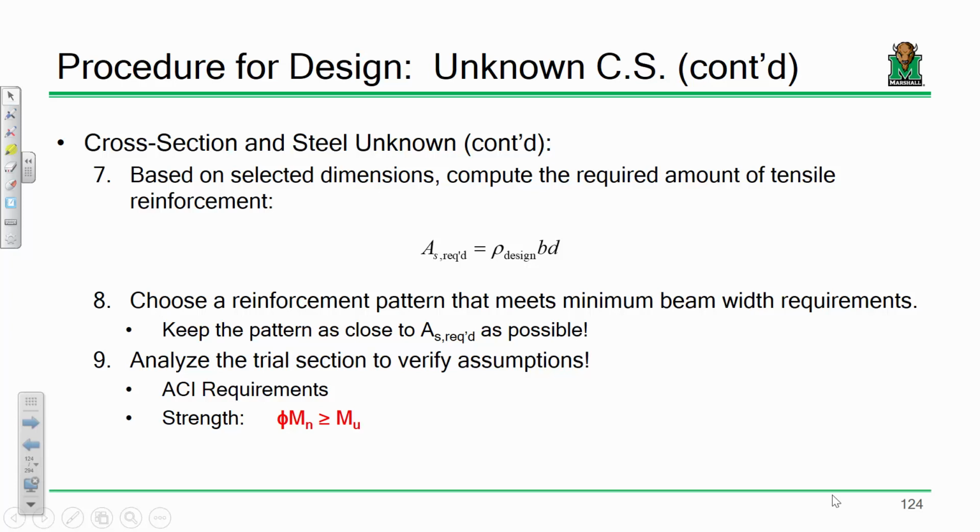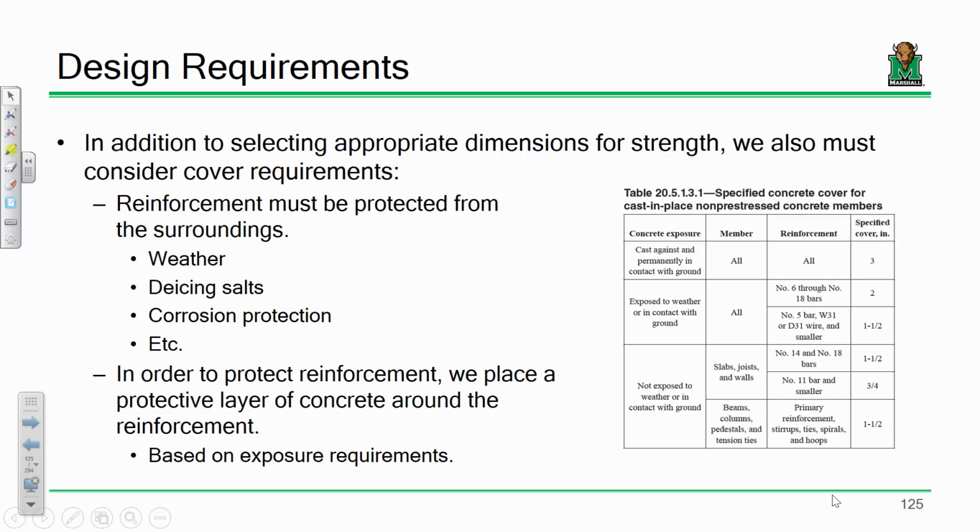I made a lot of guesses and a lot of assumptions to get to that point where I knew about how big the beam needs to be and about how much reinforcement is in there. So I need to go back and analyze that section and verify my assumptions, verify that I'm meeting ACI requirements, and verify that phi Mn is greater than or equal to Mu. Sound good? Okay, let's talk about cover.